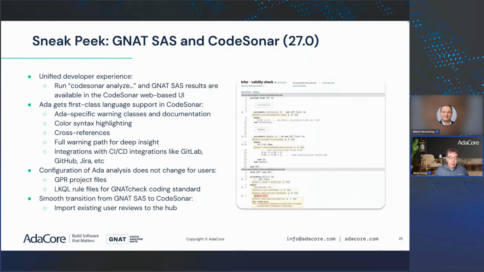And then finally, the idea here is to make this as easy as possible for people to adopt in 27. So things like a simple user interface where you say CodeSonar analyze, pass your GPR file, and we will invoke GNAT SAS for you and ingest all of those results into the hub without you having to change your entire way of work. You'll still have GPR project files, you'll still have LKQL rules, so the transition should be as smooth as possible for a team ready to adopt.